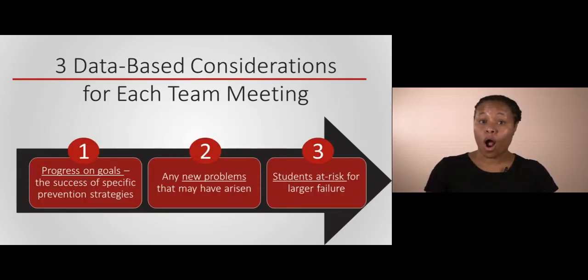First, how are our plans working? Second, what new things may have arisen? And third, what students are having problems that put them at risk of larger failures and require further intervention at a higher tier? The first question is based on what goals were set during the previous meeting.